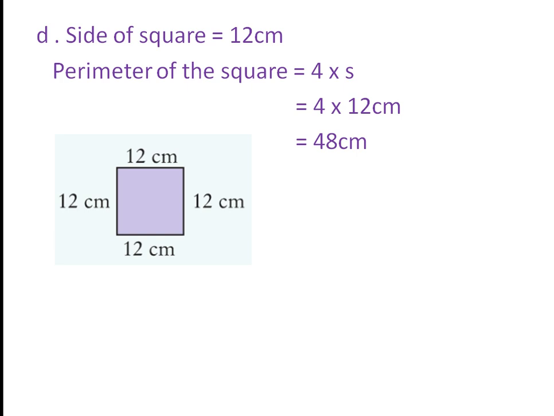Like this we should calculate all the problems on the perimeter of the rectangle and the perimeter of the square. First we recollect the formulas. What is the perimeter of the rectangle formula? What is the perimeter of the square formula?